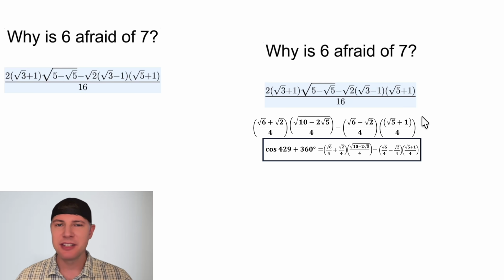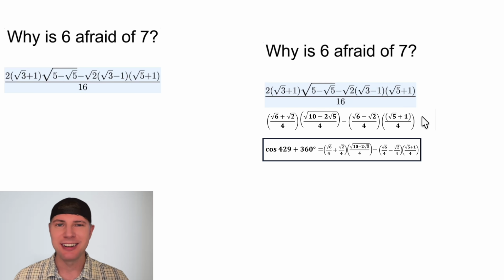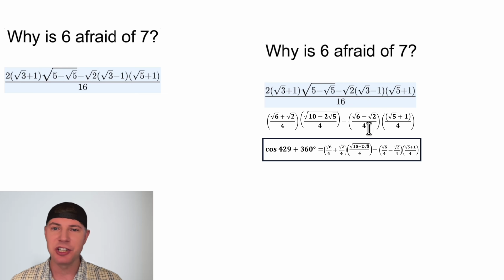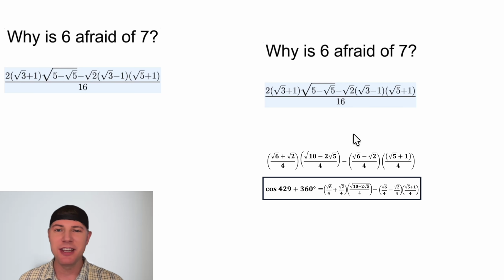Now we can put parentheses around each of these and move it up here. And you'll notice that this is the same as this, is the same as this, is the same as this, and this is the same as this. So this blue expression is the same as this, which is the same as this, which is the same as this. So by the transitive property, we know this is equal to cosine 429 plus 360.